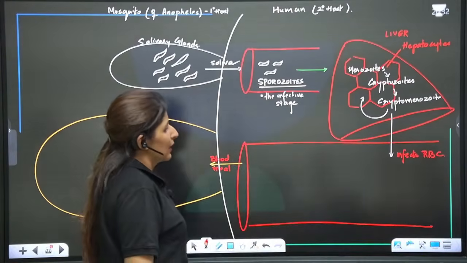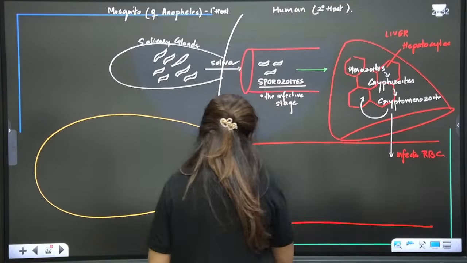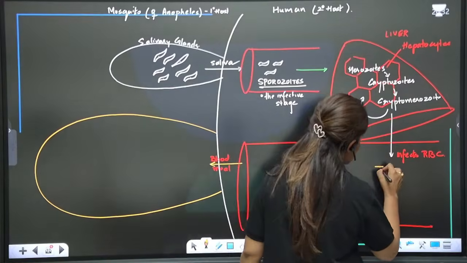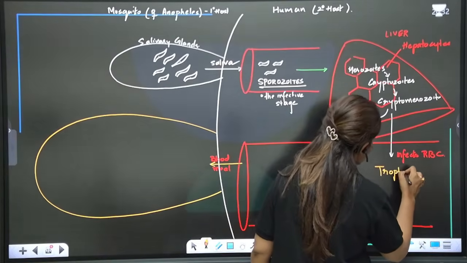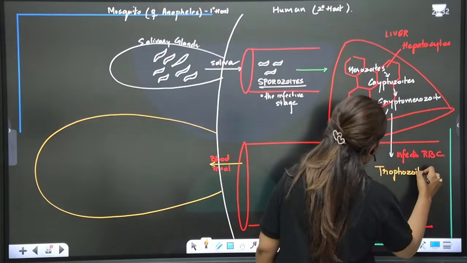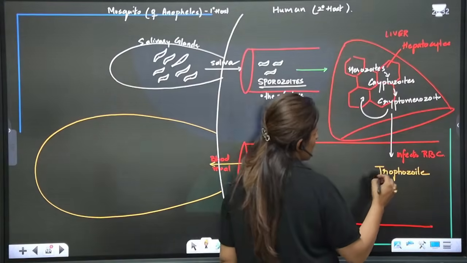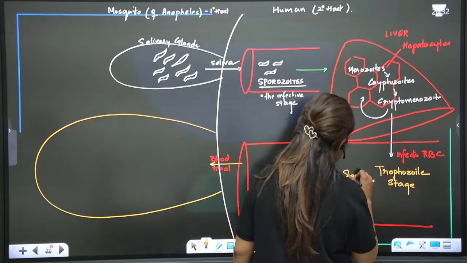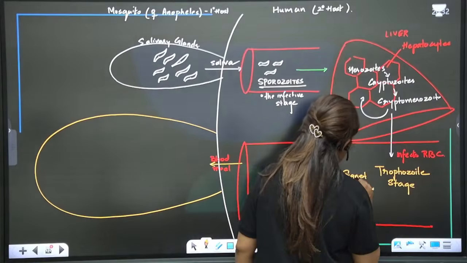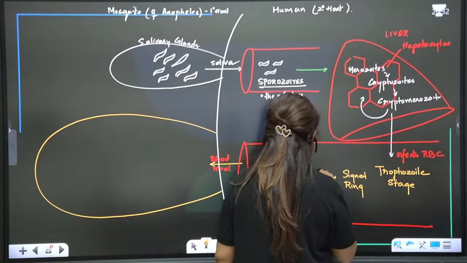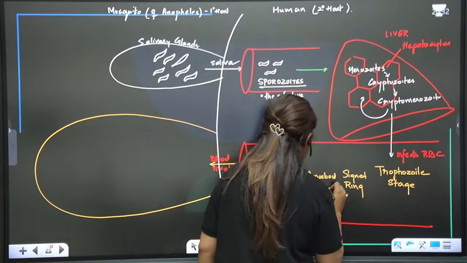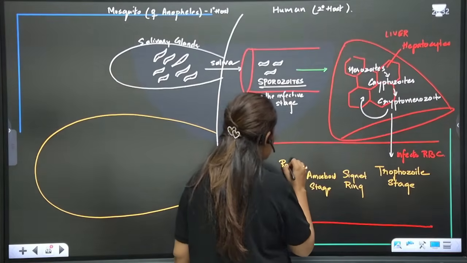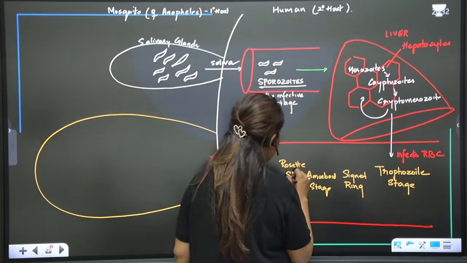Now, it infects the RBCs and goes through different stages. I'll write down the names of the stages because they are not really mentioned in your NCERT. So the trophozoite stage will have the signet ring stage, then there will be the amoeboid stage, and then there will be the rosette stage. So there will be different stages coming up.